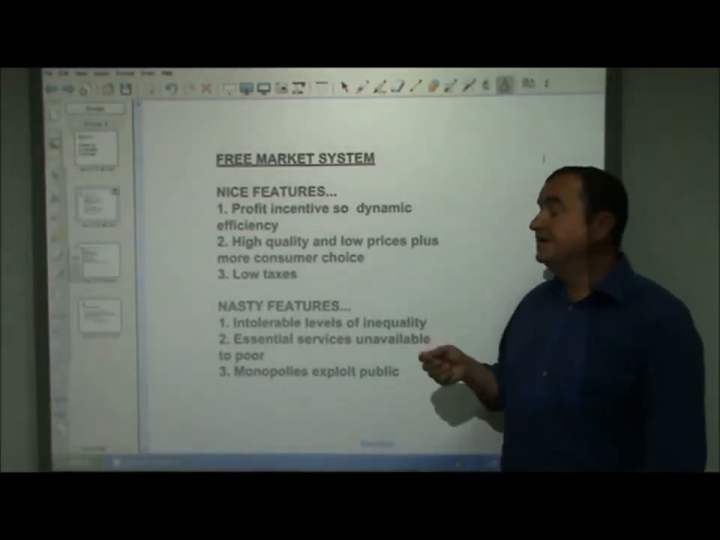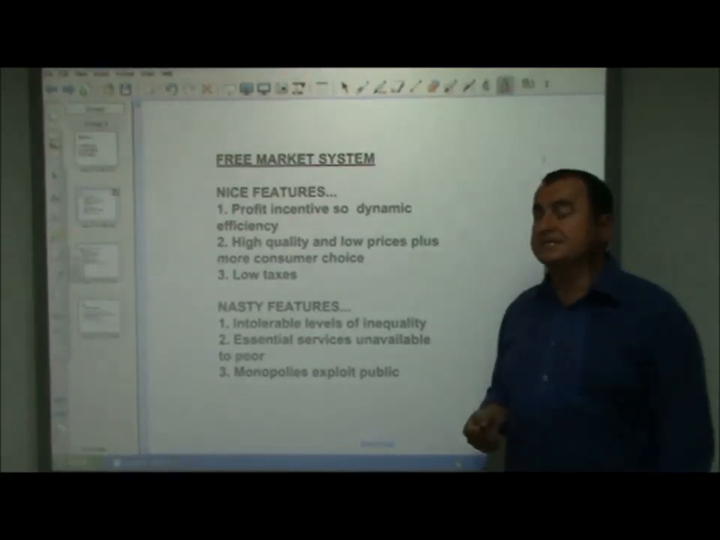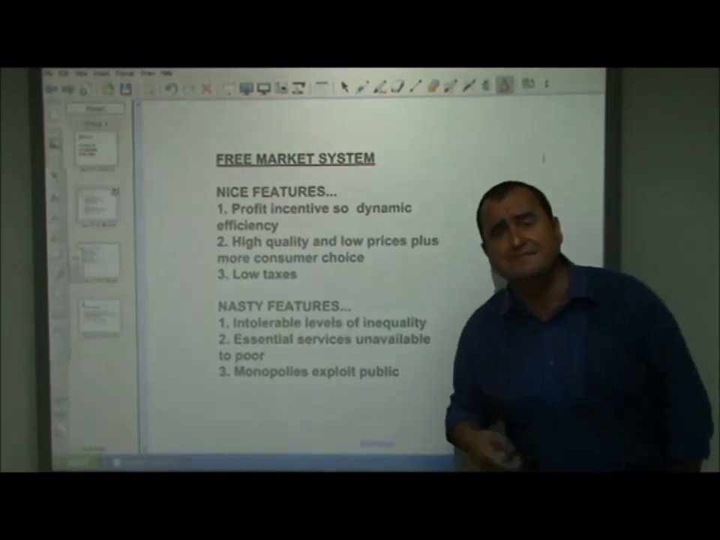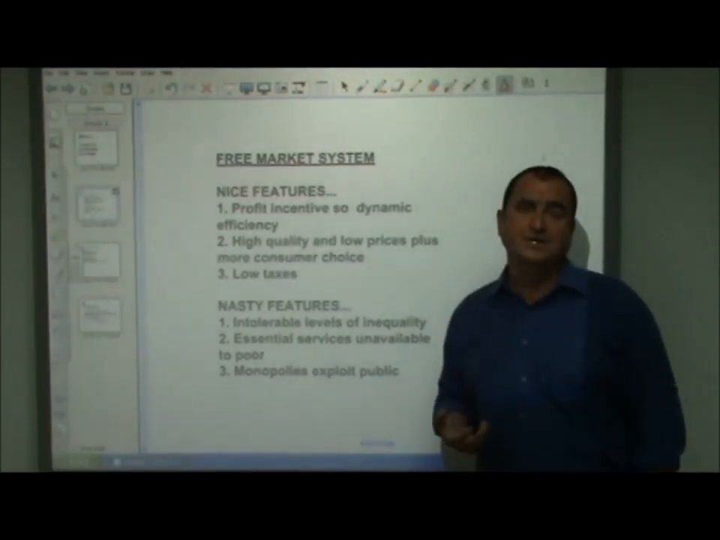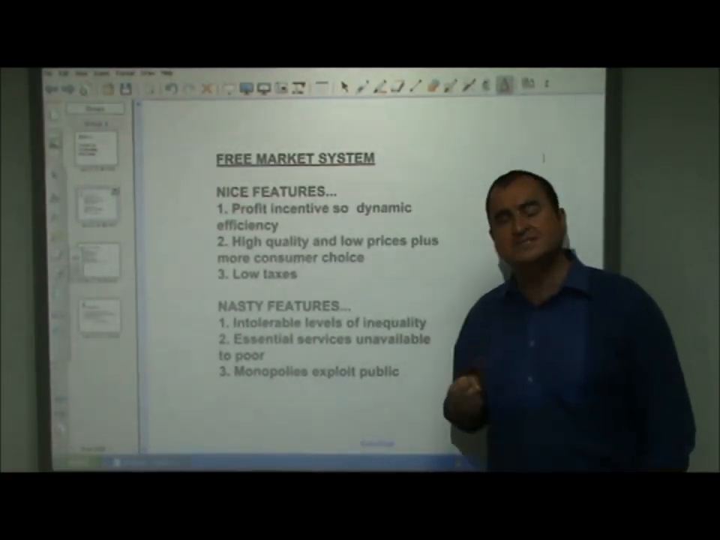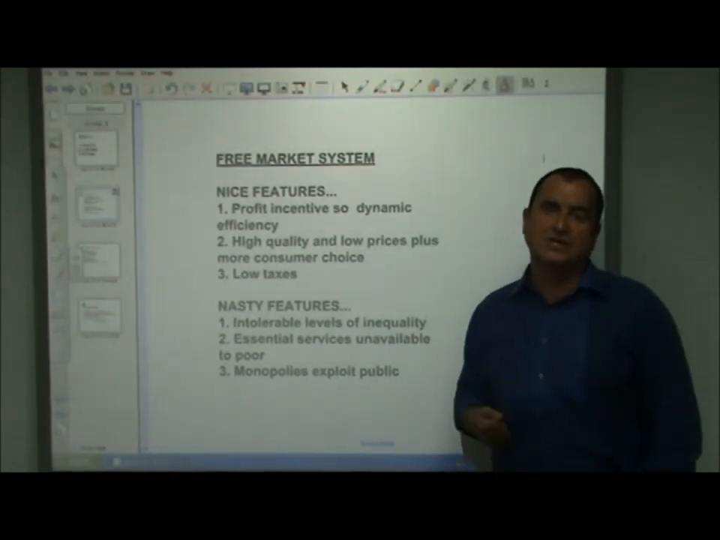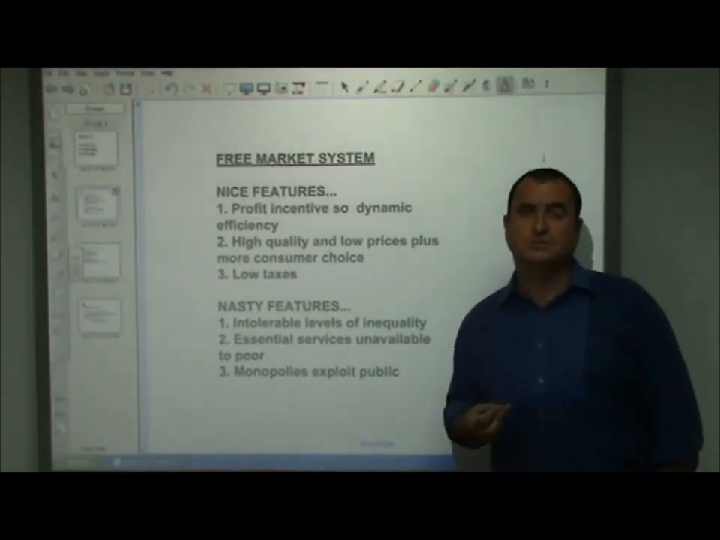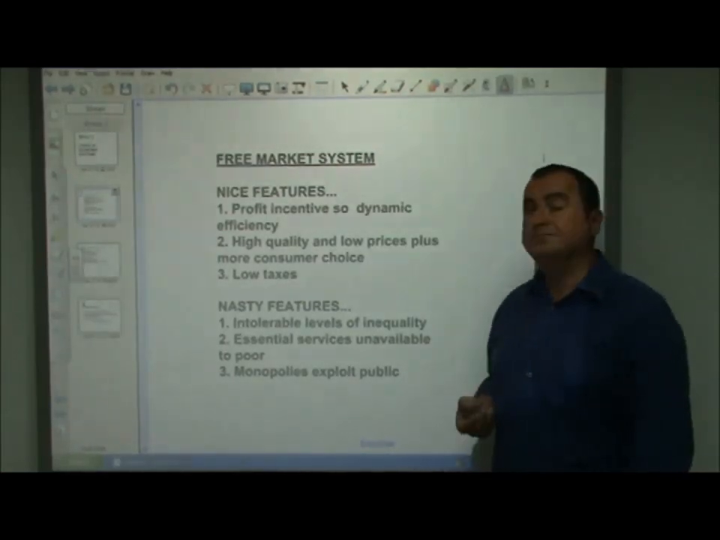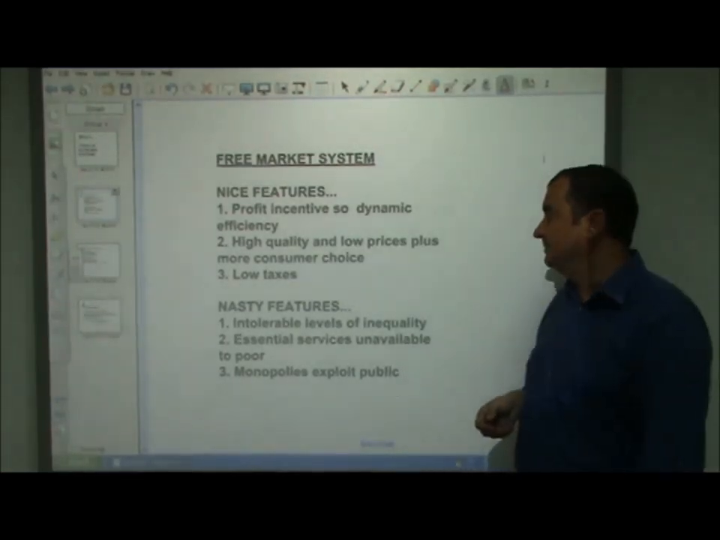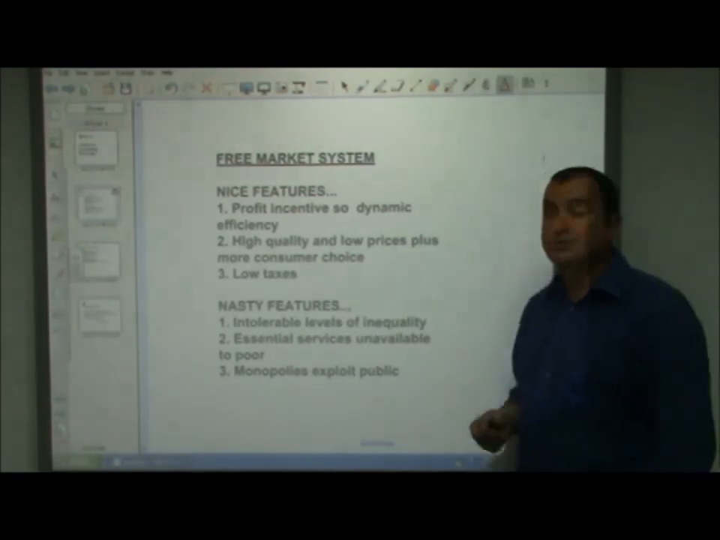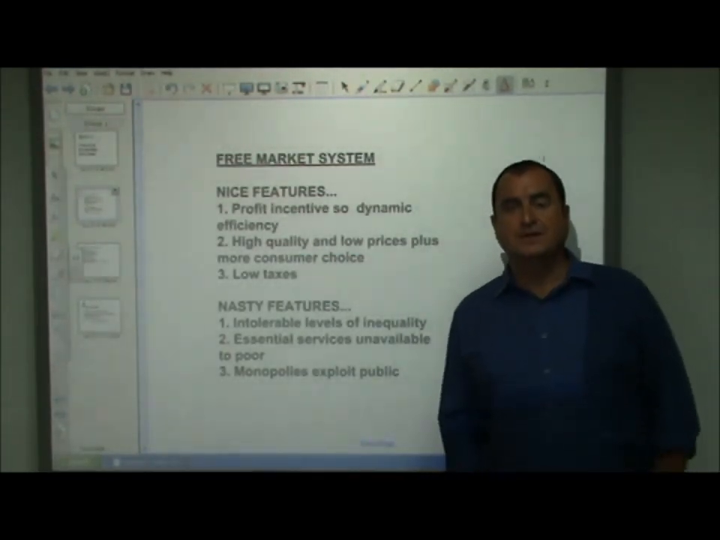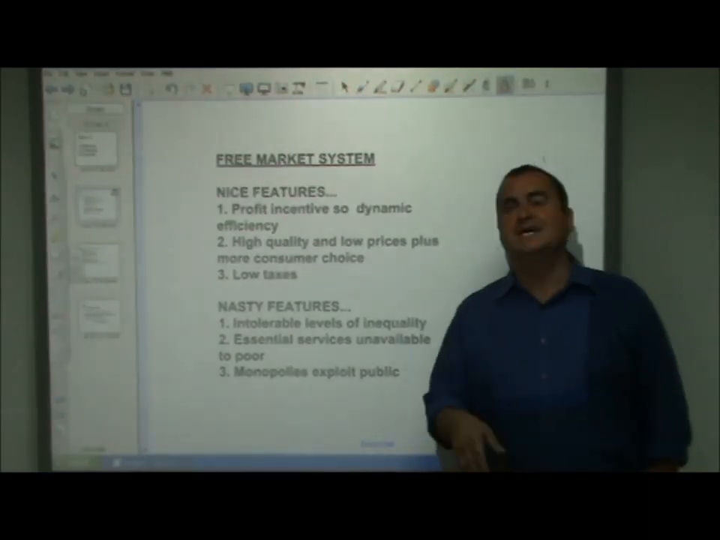Secondly, some people say that in such a system there would be high quality goods and lower prices because private firms are competing with each other to win custom. So they have an incentive to drive the price as low as possible and make the quality of the good as high as possible in order to win custom and be successful in competition. And consumers would have more choice, as they have a range of similar products from different companies and different businesses to buy from.